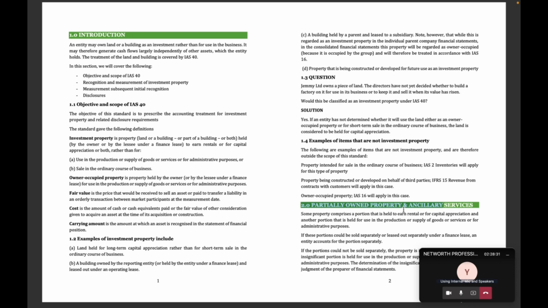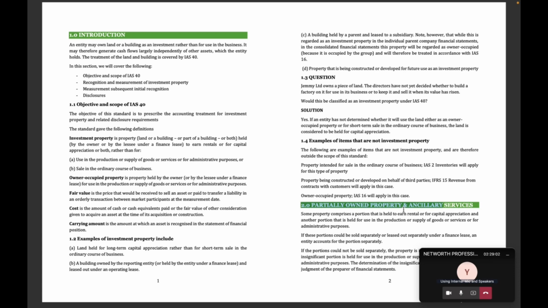In your exam, they will tell you that the portion that is used for rental purposes is significant. If you are told that, then you know that the entire building is going to be treated as investment property. All I've mentioned here is this: for partial use property, you need to determine whether you can sell each of those uses separately. Can you sell them separately?